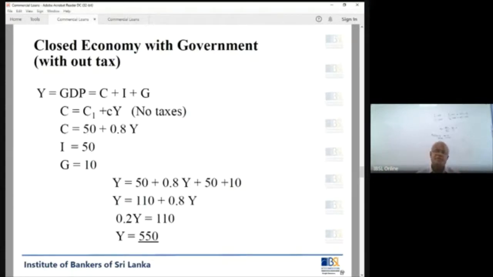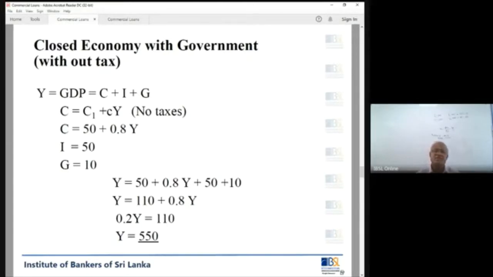Y, GDP, equals C plus I plus G. Let's assume a very rare, funny, extreme case: government, no taxes. Government does not tax households. Very funny. Then one can ask the question, how do they get money? Sometimes maybe God is giving this money. Government cannot survive without taxing. But in this extreme case, we assume no taxes.